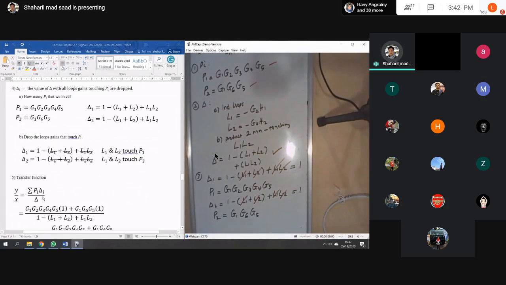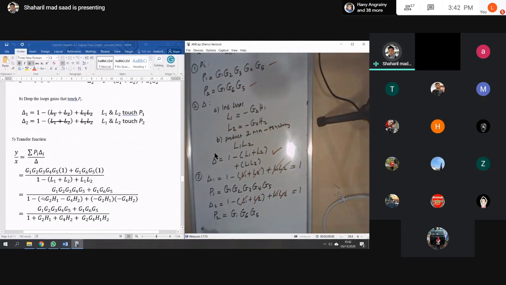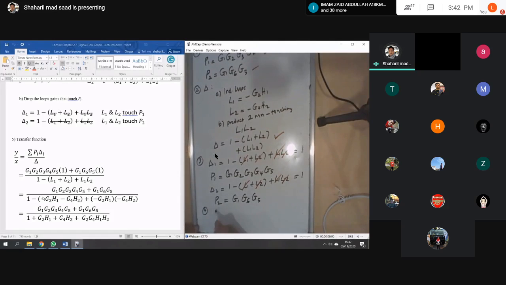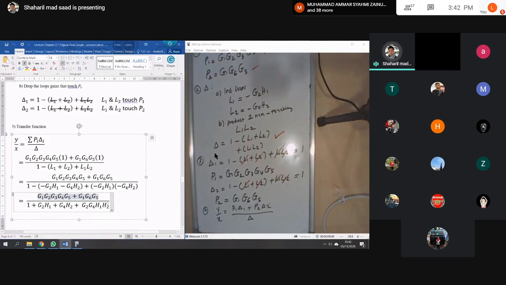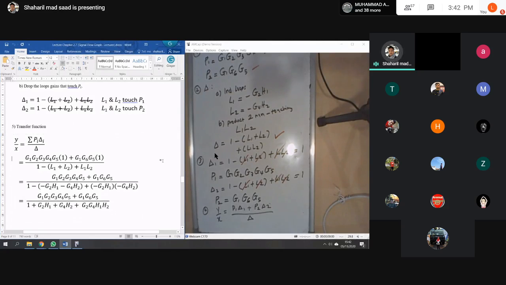Alright. And then finally you can find number 4, the formula. Okay, Y over X equals P1 times delta 1 plus P2 times delta 2, divided by delta. Okay, so from this one you can solve it so that you can get it to the simplest form. Okay, ada apa-apa soalan tak?